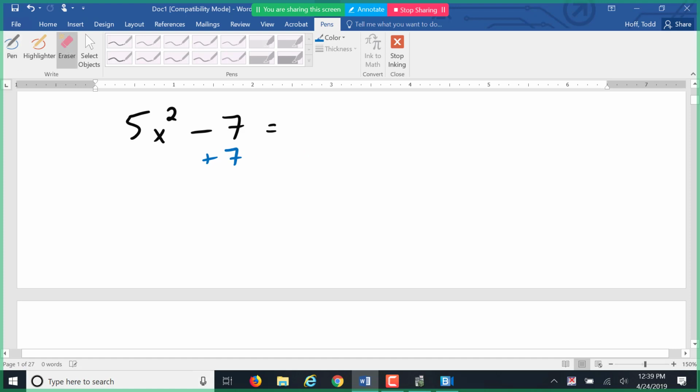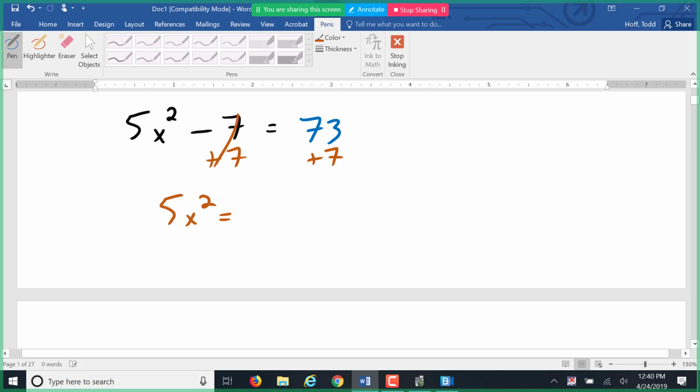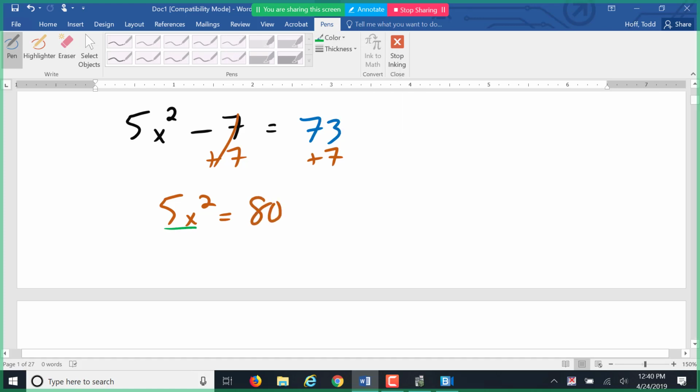Oops. Let's try that again. Oh, let's see here. Let's do 73. Make that a little bit easier to work out. So we're going to have to start out by adding 7 to get 5x squared equals 80. And then divide by 5 to get that x squared equals 16.